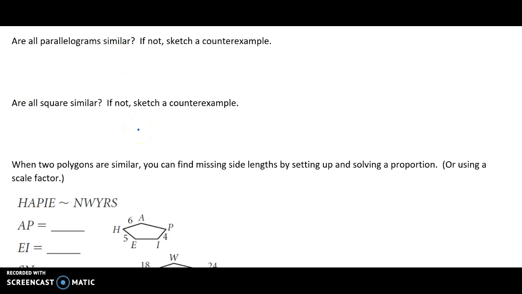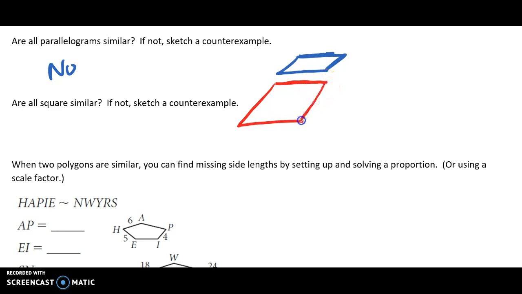All right, so are all parallelograms similar? If not, sketch a counterexample. The answer here is no. All parallelograms are not similar. And again, a quick counterexample would be something like this. You could do a counterexample in a number of different ways. I'm going to take a look at two parallelograms whose one side is congruent and whose other side isn't.